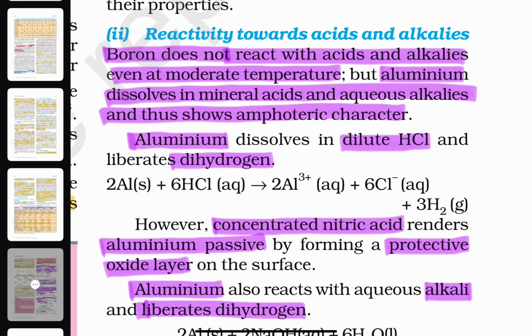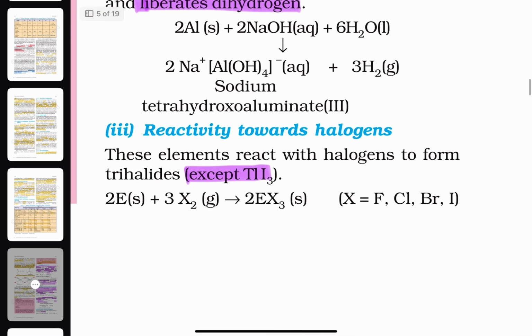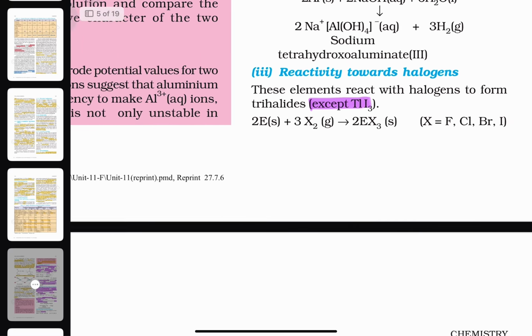Aluminium dissolves in dilute HCl and liberates dihydrogen. However, concentrated nitric acid renders aluminium passive by forming a protective oxide layer on the surface. Aluminium also reacts with aqueous alkali and liberates hydrogen. This is very interesting: same amount of aluminium with dilute HCl or dilute NaOH will release same amount of hydrogen gas. TlI3 is generally not possible. Okay, except TlI3, it is not possible.